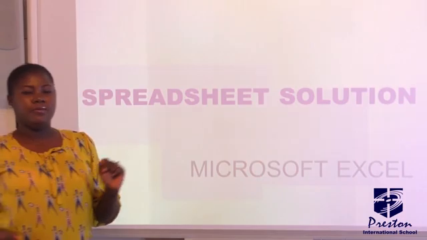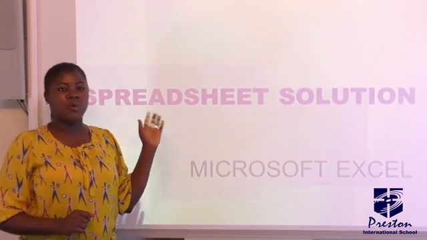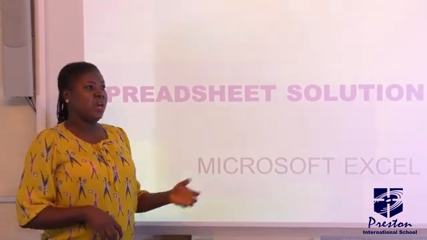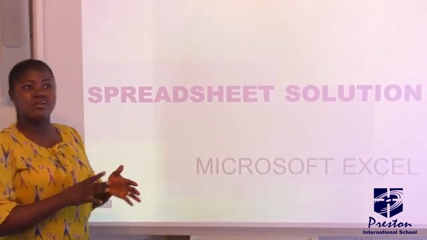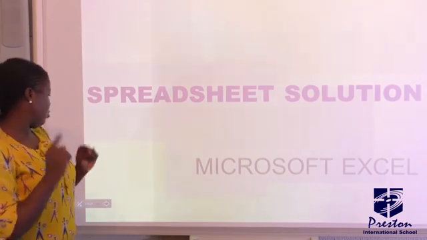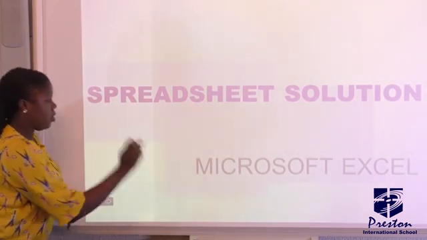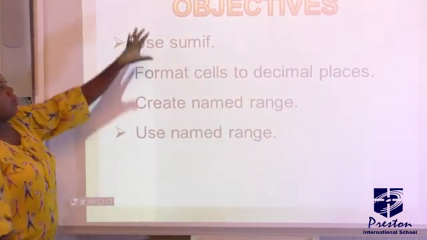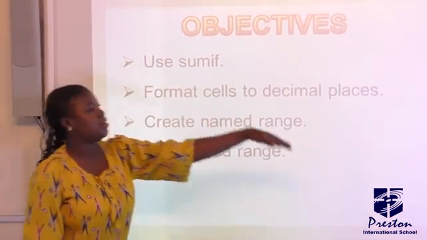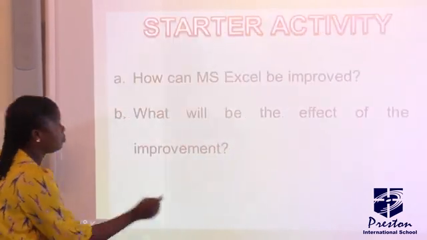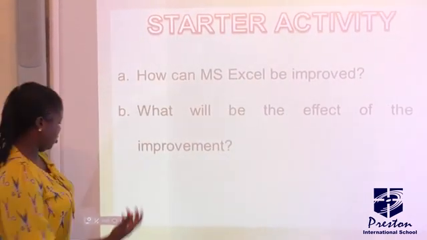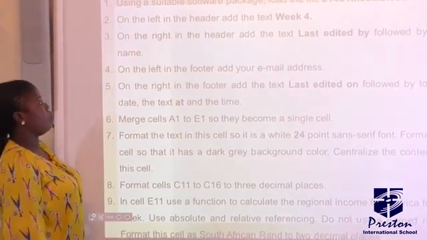All right. For the past 2 weeks now, we've been working on the Spreadsheet package. I want us to exercise all those objectives and do them in one task. Okay? So we want to use SUMIF, format cells to decimal places, create a named range, and use a named range. Your starter activity, you see it in Google Classroom.